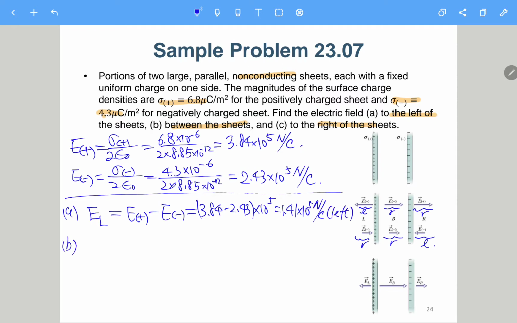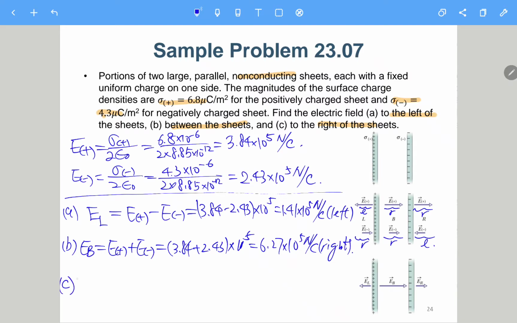So for part B, which is E_B, we have the right side. So we have E plus plus E minus. So it would be 3.84 plus 2.43 times 10 to the 5th power equals 6.27 times 10 to the 5th power Newton per Coulomb, and then point to the right side.